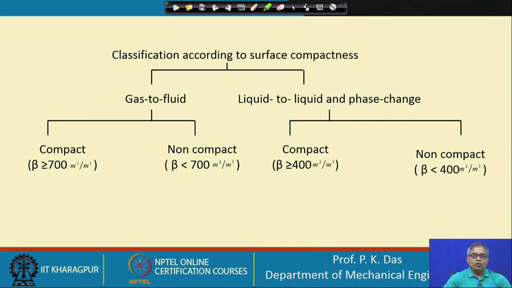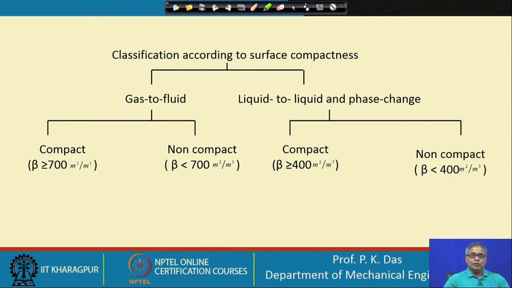So, to quantify the compactness of the heat exchanger, what do we do? We have coined a term, compactness, and we denote it with a symbol, beta. So, you see there is beta. The unit is given as meter square by meter cube. So, this is heat transfer area per unit volume of the heat exchanger. Again, one can define it from the hot side or from the cold side.